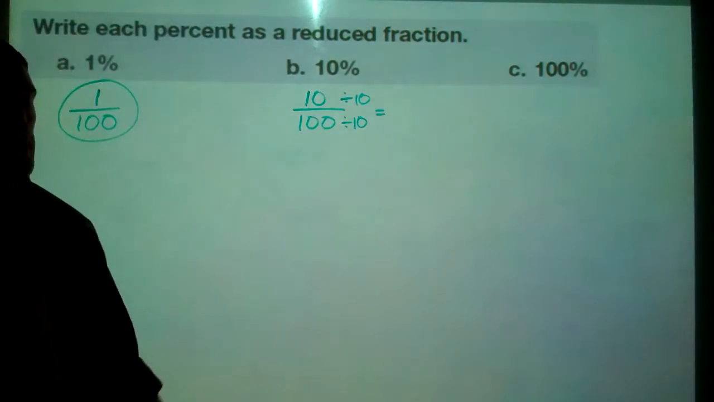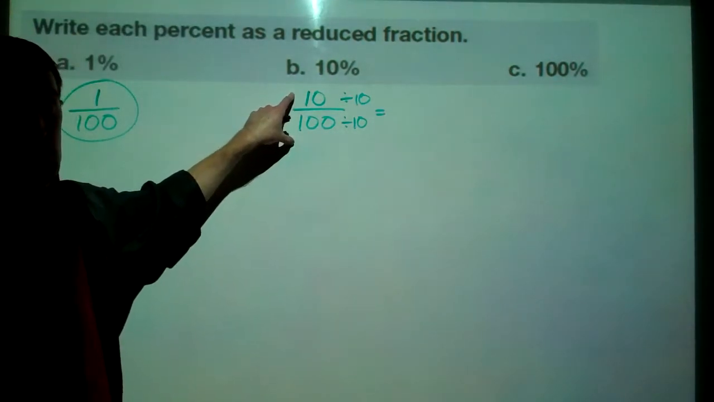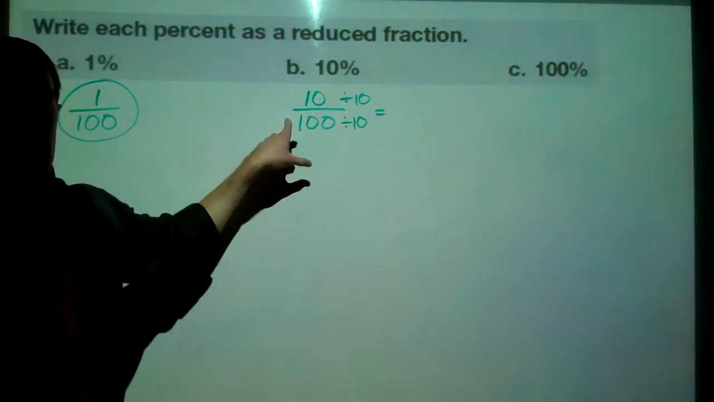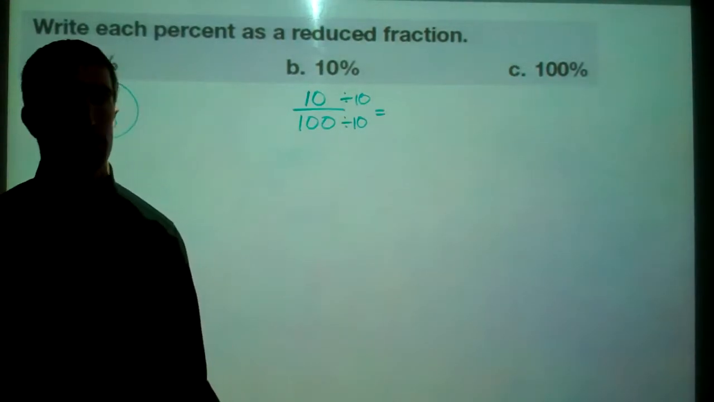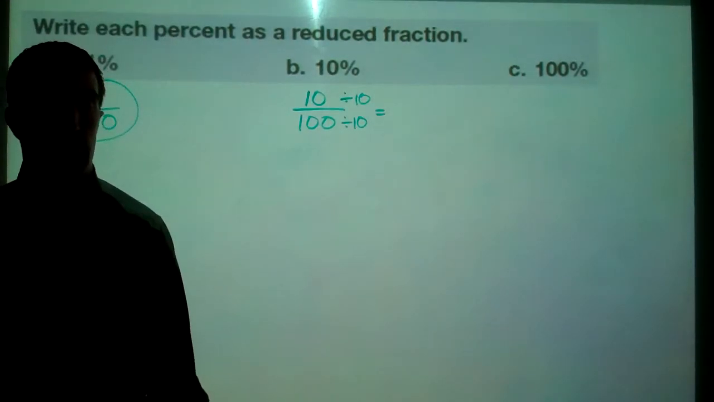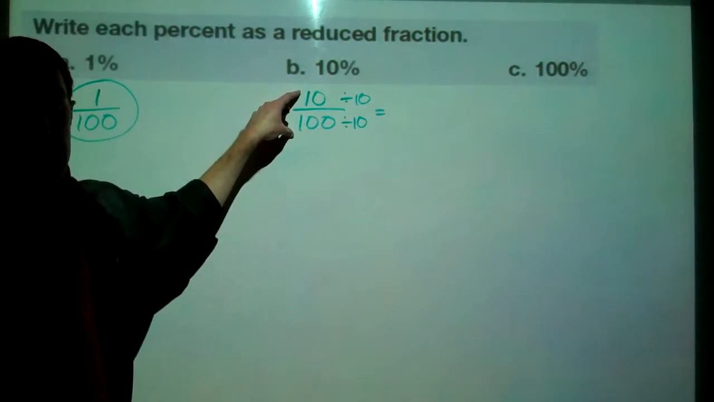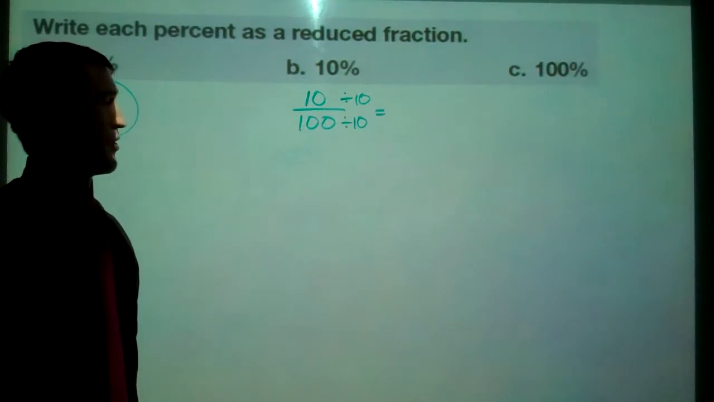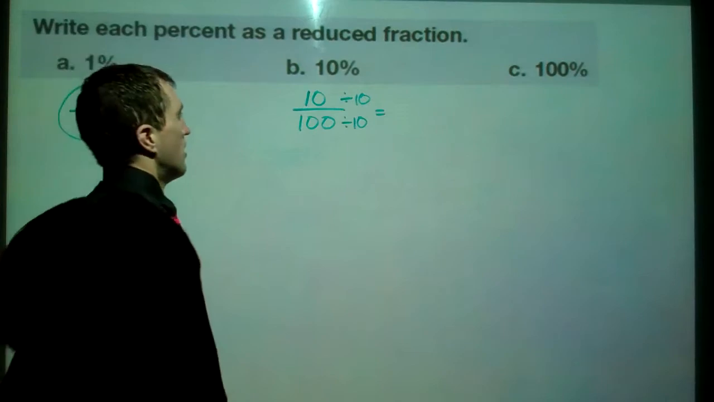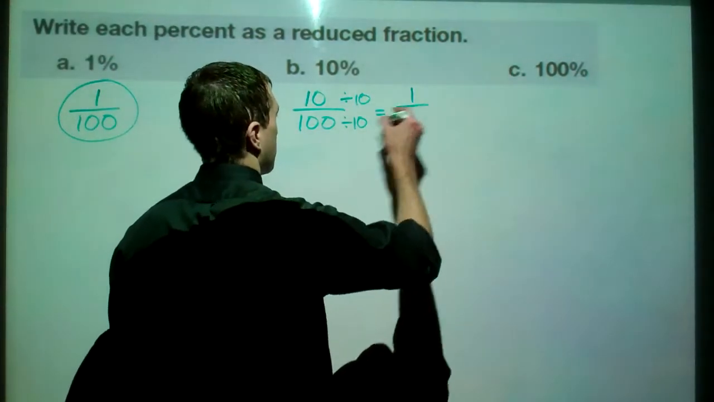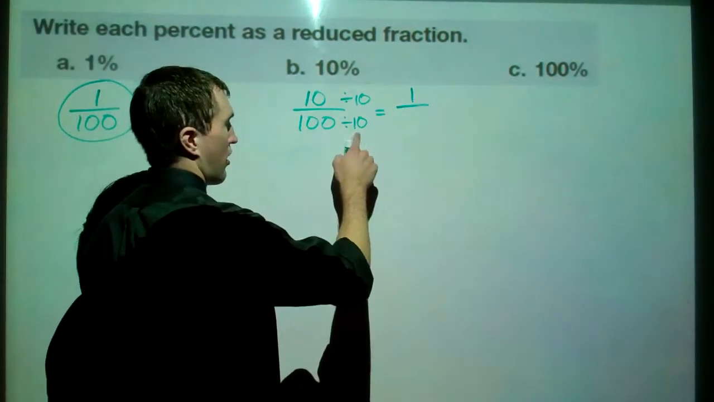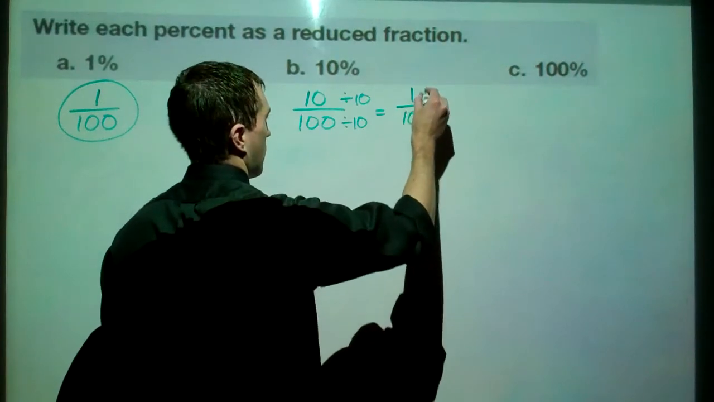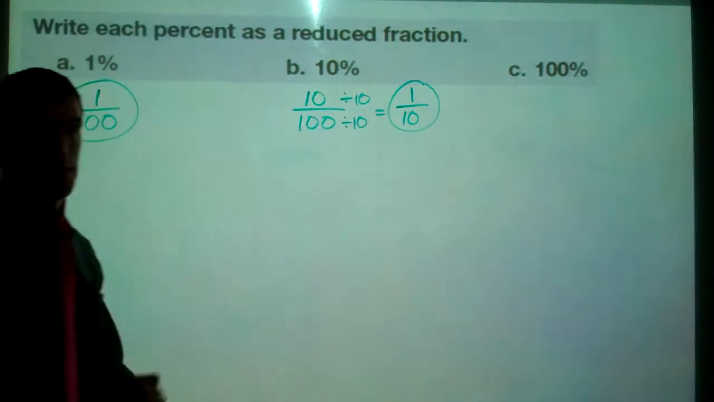Once again, if you can find the greatest common factor between your numerator and denominator, you'll only have to divide once to reduce. If you don't find that, that's okay. You're just going to be reducing more than once. I could have divided both of these by 2, but then we would have had to divide by 5 again after that. So, just so you know. So, 10 divided by 10 is 1. 100 divided by 10 is 10. So, 10% means 1 out of 10.